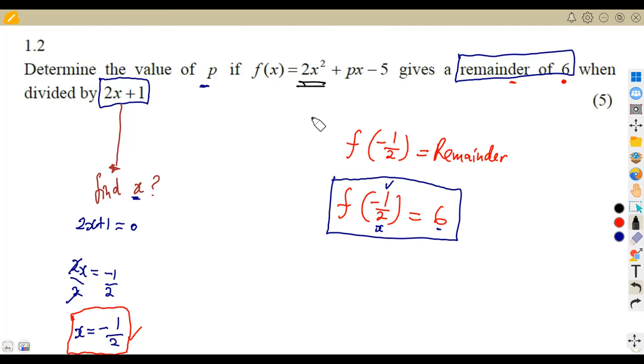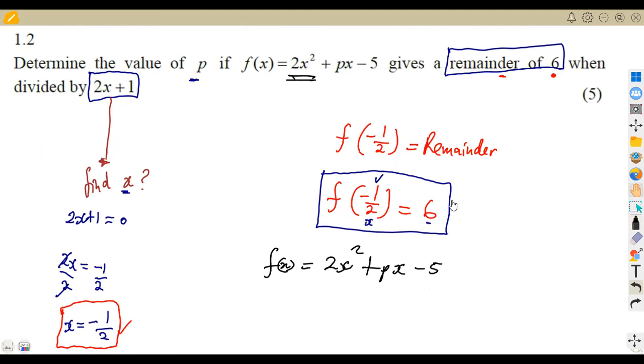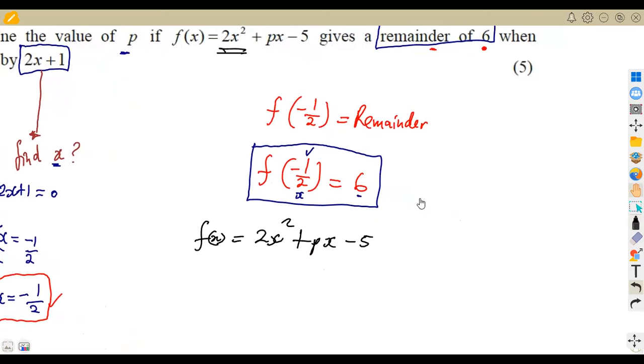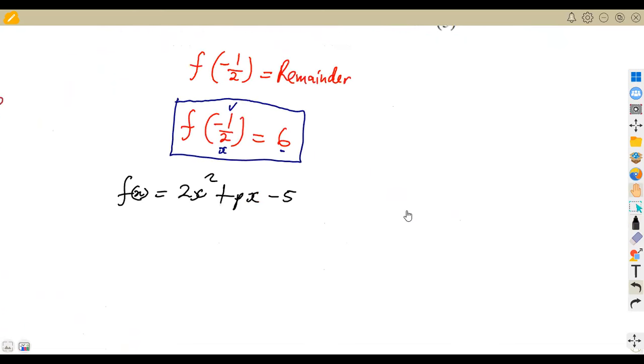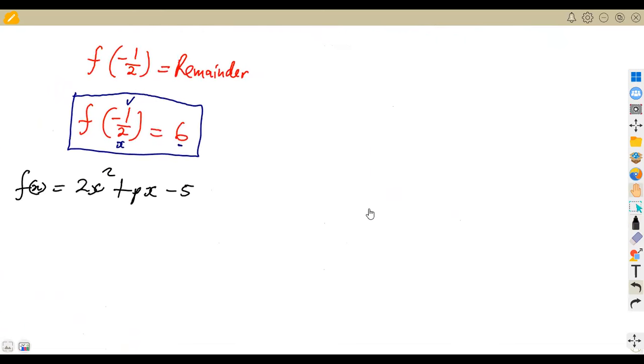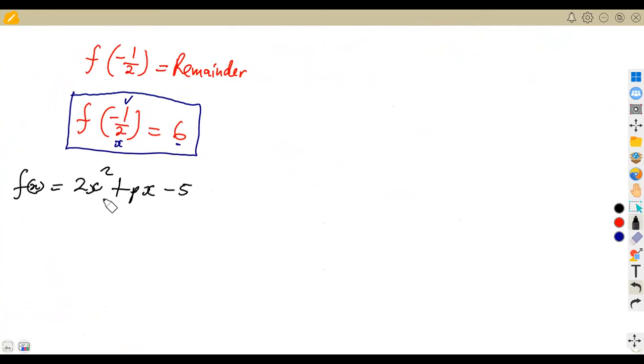Remember, our f of x is given as 2x squared plus px minus 5. Is that so? All right, so because f of minus half must be equal to the remainder, let us substitute minus half in place of x. So we are going to have 2 into minus half to the exponent of 2.